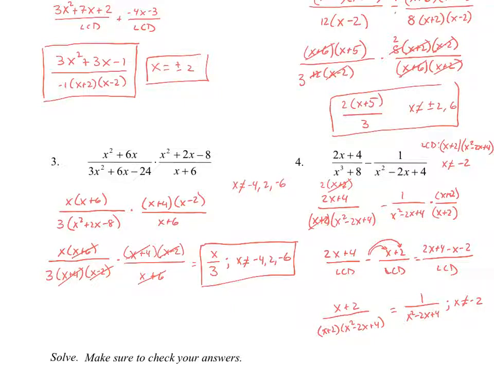But just remember that with addition and subtraction, you can only cancel, I guess, vertically within each fraction. You wouldn't be able to cancel diagonally. So for example, if there was an x plus 2 in the right-hand fraction, you couldn't cancel that with this x plus 2. Okay, so just be careful there. I like to wait to the end.